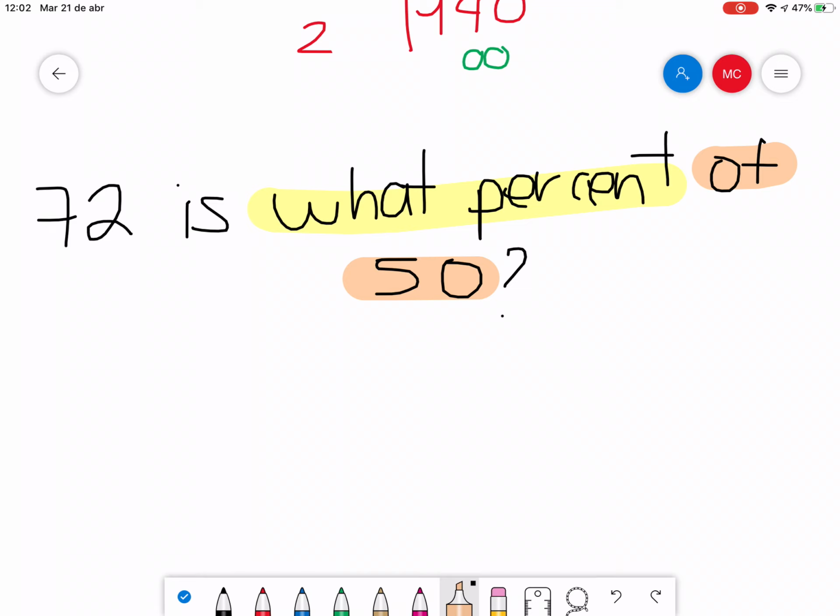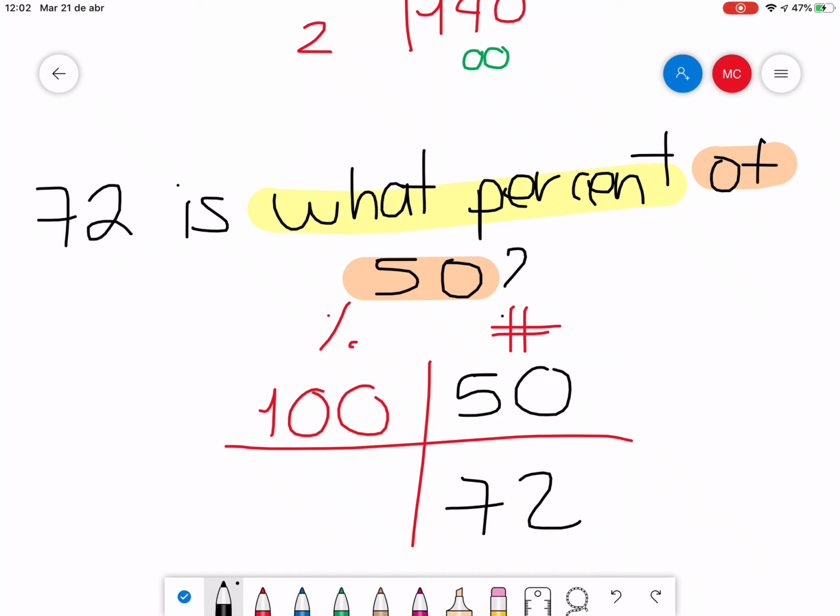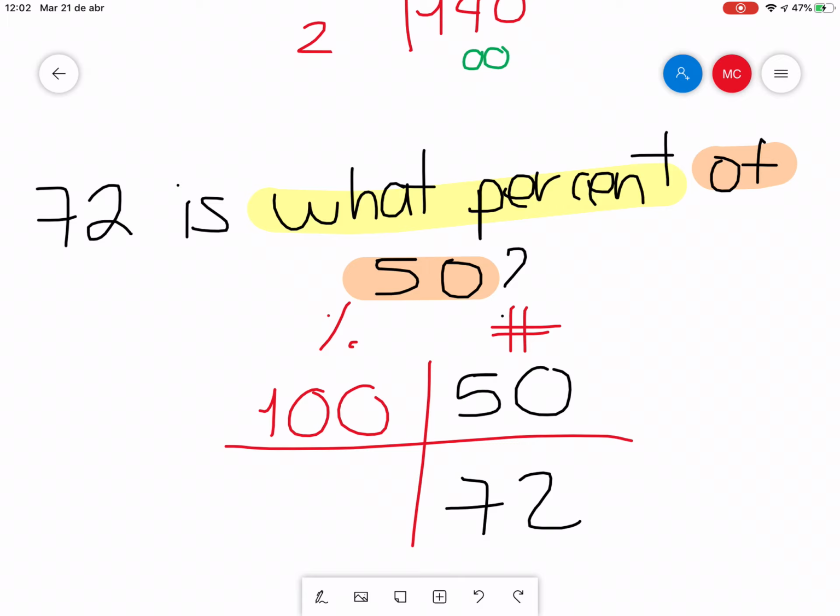El total de todo es 50. So I established the rule or the proportion. Percentage and number. So what percent? I always know there must be a 100. And I realized that of 50, that is the 100%. Of 50, which is the 100%, 72 is what percent of 50? 72 is a number, not a percent. So then I can start applying the rule of 3.